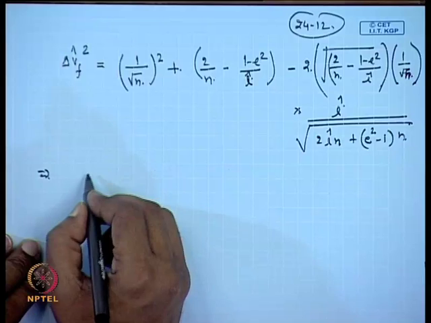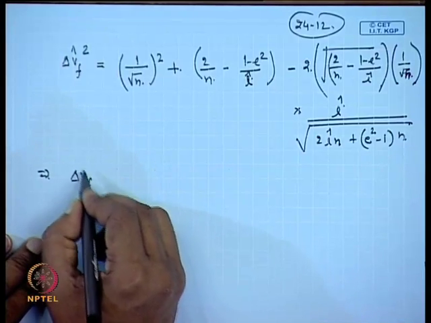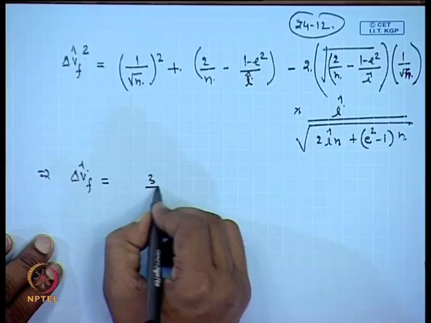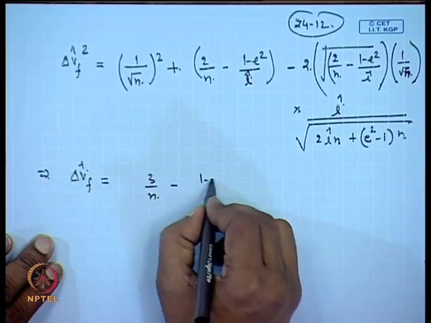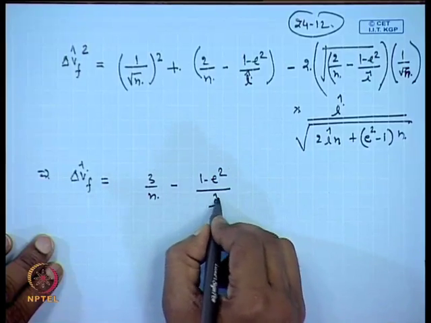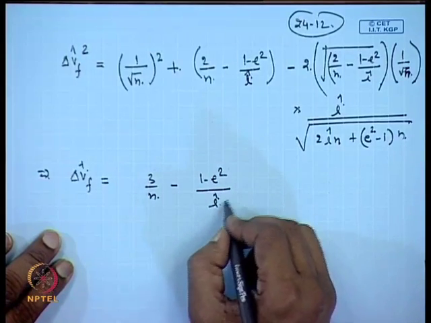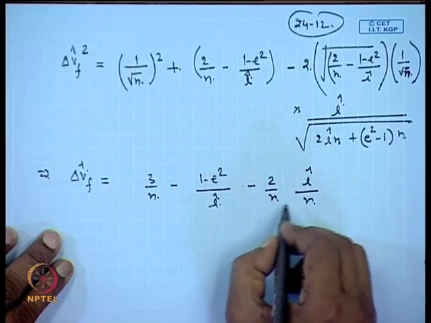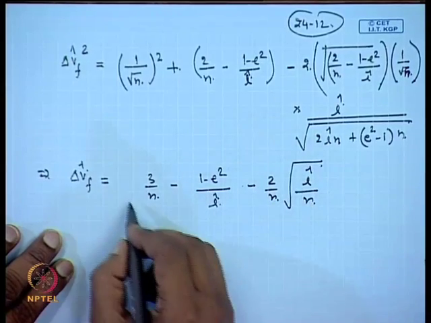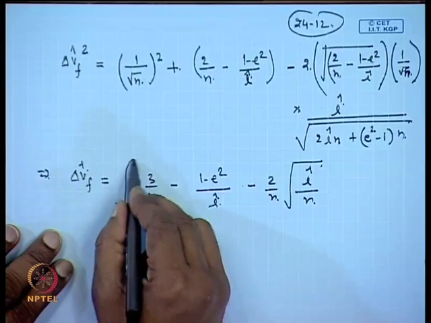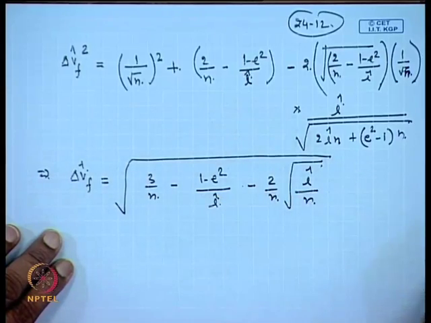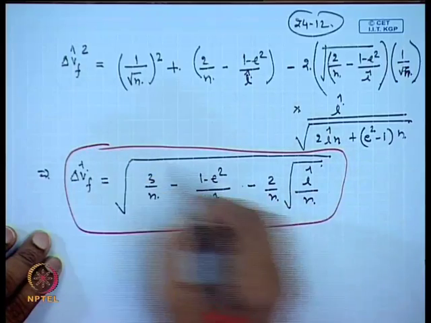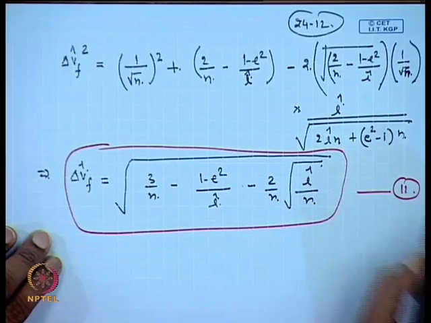So, if we do the simplification, what we get is delta Vf cap equal to 3 by n minus 1 by a square divided by L cap minus 2 by n times L cap divided by n under root. And this is our equation number 11.